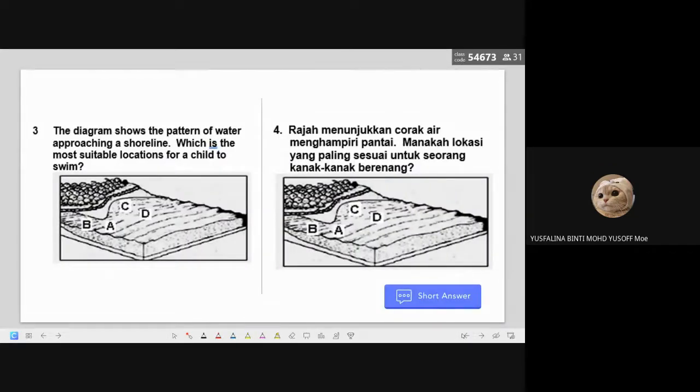Alright, so here it says the diagram shows the pattern of the water approaching a shoreline. Which is the most suitable location for a child to swim, right? So here you can see the energy here will be dispersed, or spread out. But this one, the energy will be converged at one point. So here the water is more calm compared to A. So the answer should be C. Right, so let's see. Most of you got answer C, very good.